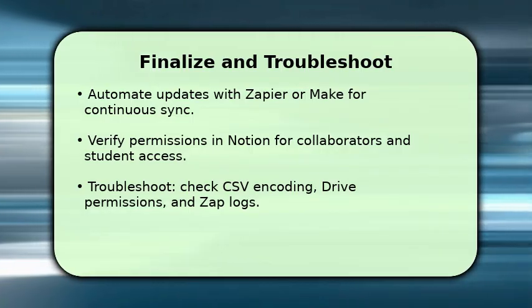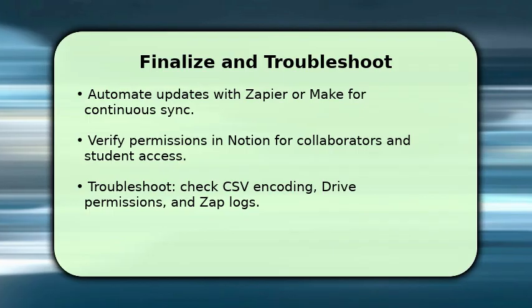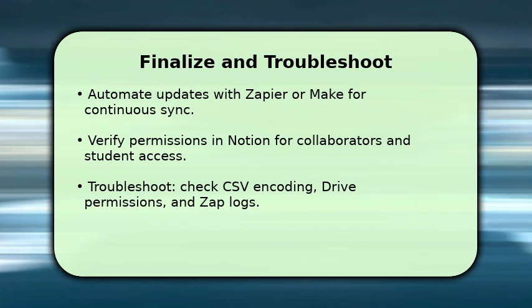If something breaks, check 3 things first: CSV encoding or delimiter issues, Google Drive sharing permissions, and automation run logs for errors. Adjust mapping, re-export if needed, and run the automation again to confirm the sync completes successfully.